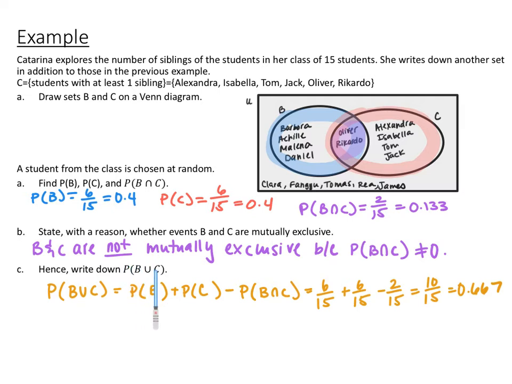So then when you find the probability of the union, you add up the probability of everybody in B plus the probability of everybody in C, but we've double counted Oliver and Ricardo. We counted them once in group B and once in group C, so we have to subtract this intersection back off. So 6 over 15 plus 6 over 15 minus 2 over 15 is 10 over 15, or 0.667. So when events are mutually exclusive, you don't have to worry about subtracting the intersection back off because that's going to just be 0. But when they're not mutually exclusive, when there is a group that's in the middle here, you always have to remember to subtract them back off because we've double counted them.